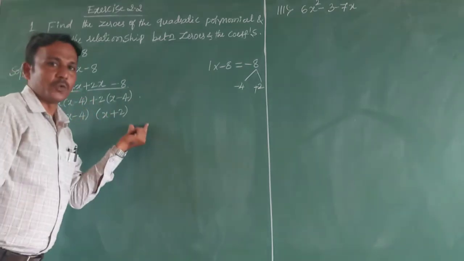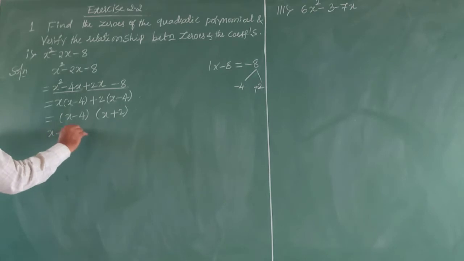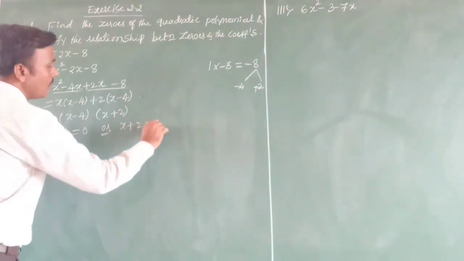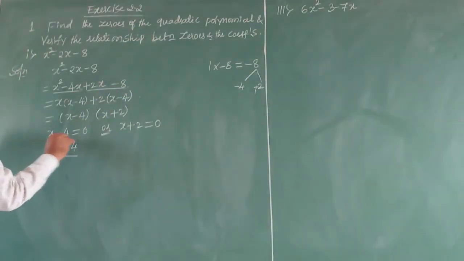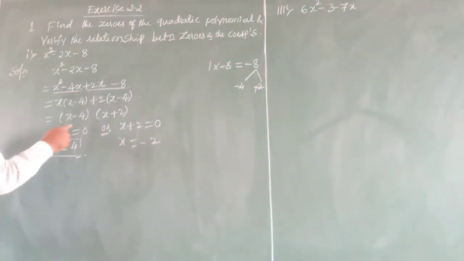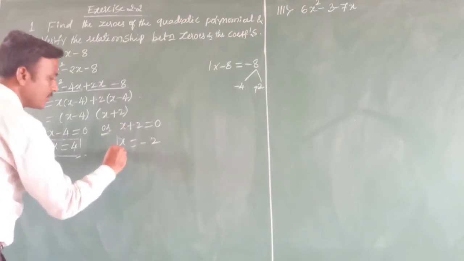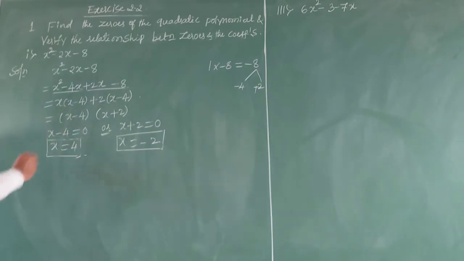Equate these two factors to zero and you get the zeros of the polynomial. x minus 4 is equal to 0 or x plus 2 is equal to 0. So x is equal to 4 is one zero, and x is equal to minus 2 is the other. Transpose minus 4 to the RHS, that gives us plus 4, and plus 2 to the RHS gives minus 2. These are the zeros. Now we have to verify this.